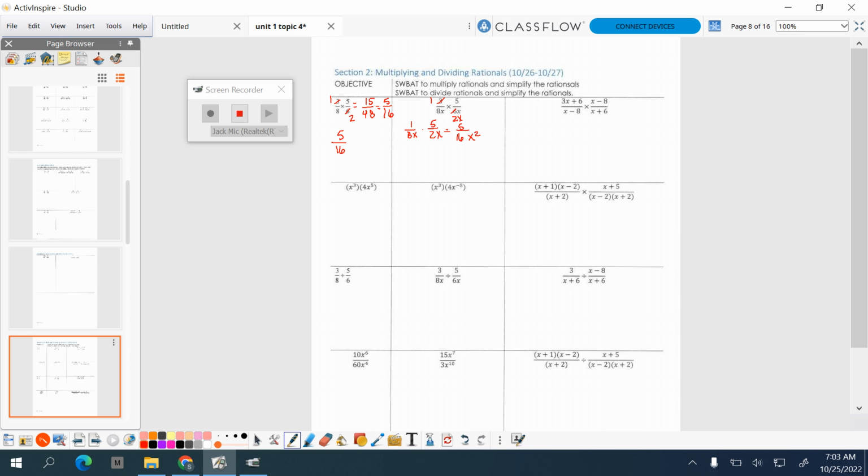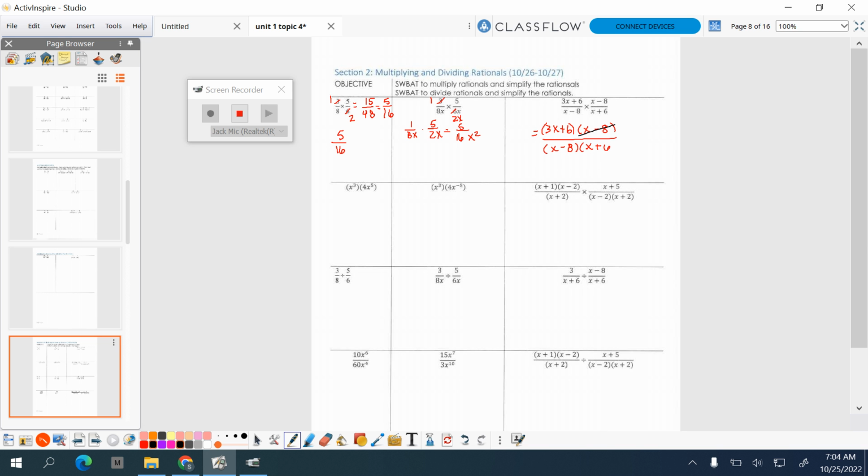Fairly simple here. No like terms in these groups, so I end up with this 3x plus 6 times the quantity of x minus 8 over x minus 8 times x plus 6. And if I notice, there's 2 groups that are exactly the same, because I missed it at first. I don't know how, but that's how I would combine it.